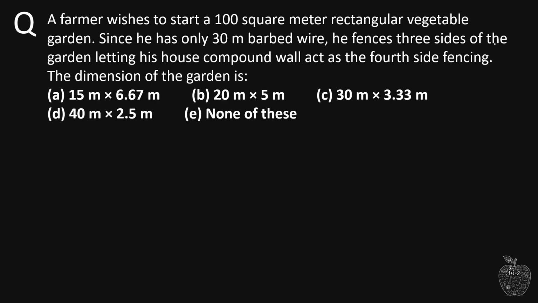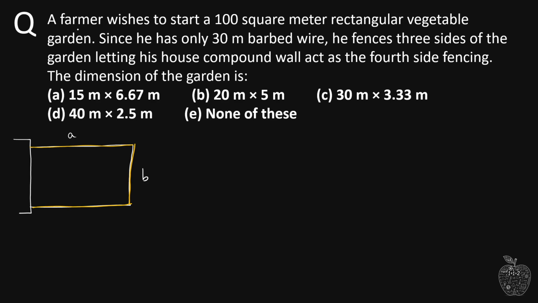He fences three sides of the garden, letting his house compound wall act as the fourth side fencing. So that means if this is his house and this is the wall, he's building his garden like this, and he's fencing only three sides. So it's fencing these three sides. This is the fencing. Now let's say the length of this garden is A and breadth is B.